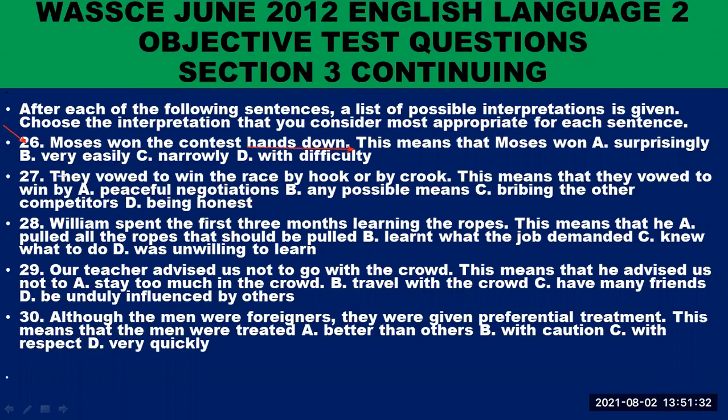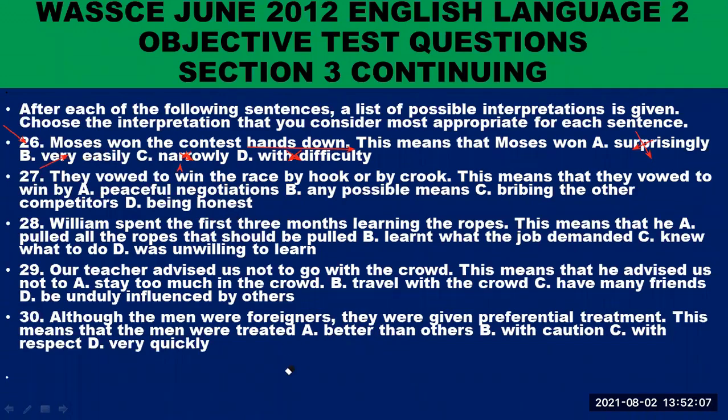You know, Moses won the contest hands down. This means that Moses won very easily, hands down. All right. Surprisingly is really not the option because there's no element of surprise here. C, narrowly, no. D, with difficulty, is in fact the opposite. Because if we win with difficulty, we have to mobilize our two hands and we have to put in all our energy. But when you win hands down, it shows how easily you have won.